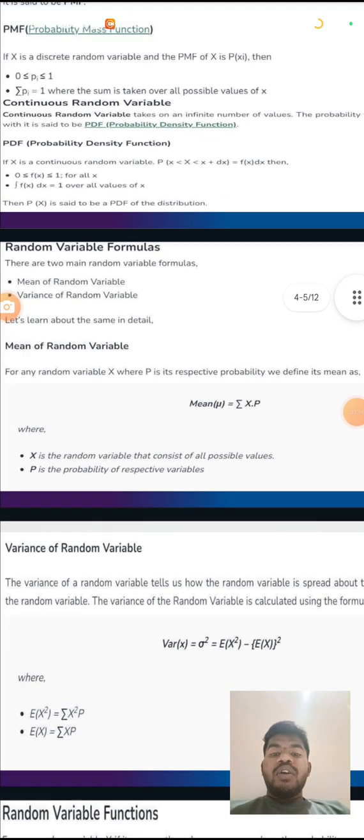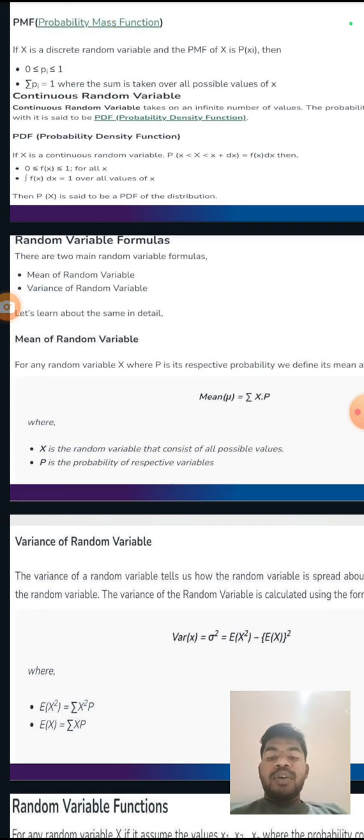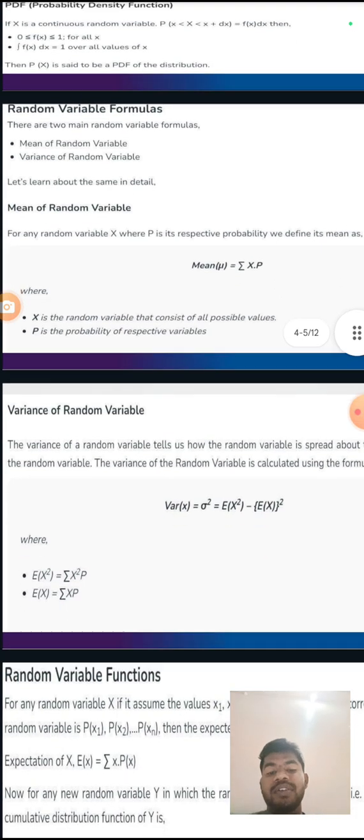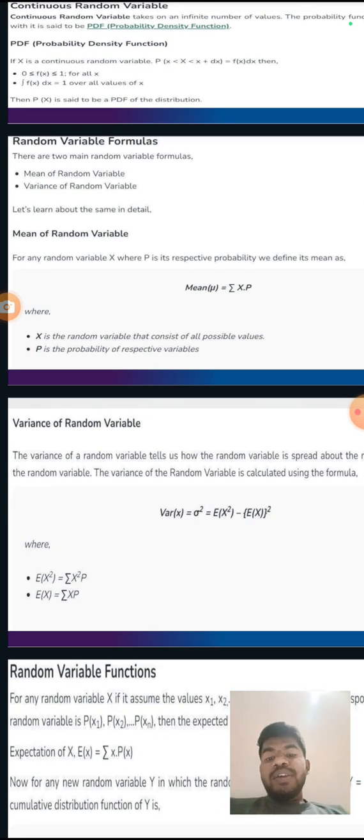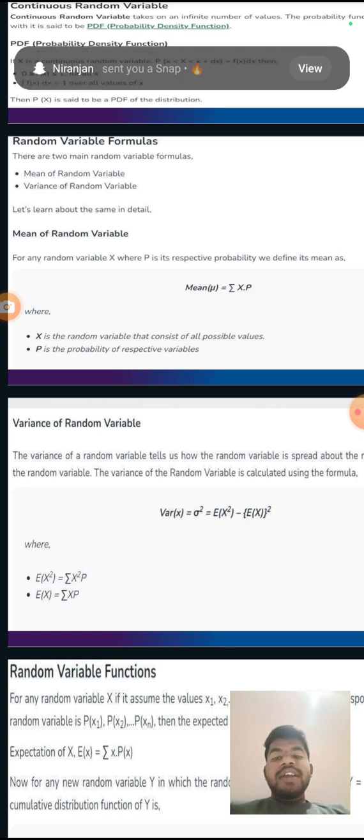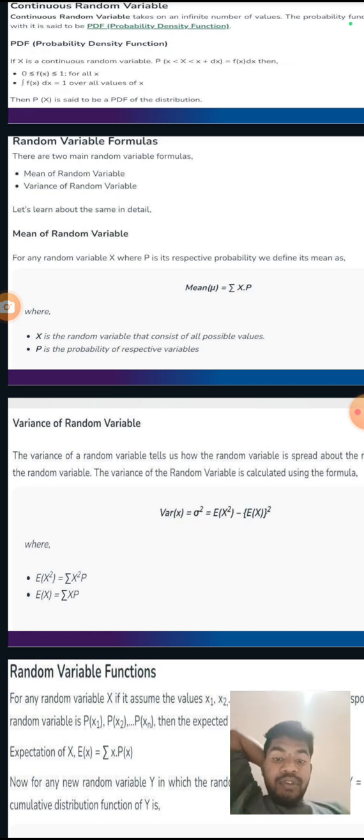Random variable formulas. We will learn about the formulas of random variables. There are two main formulas: the mean of a random variable and the variance of a random variable. Let's learn about the mean in detail. For any random variable x, where p is its respective probability, the mean mu is equal to the summation of x times p. x is a random variable that consists of all possible values, and p is the probability of the respective values.